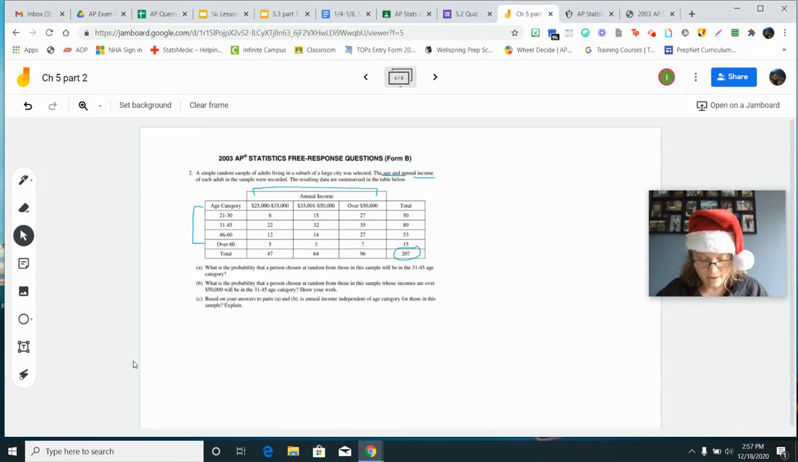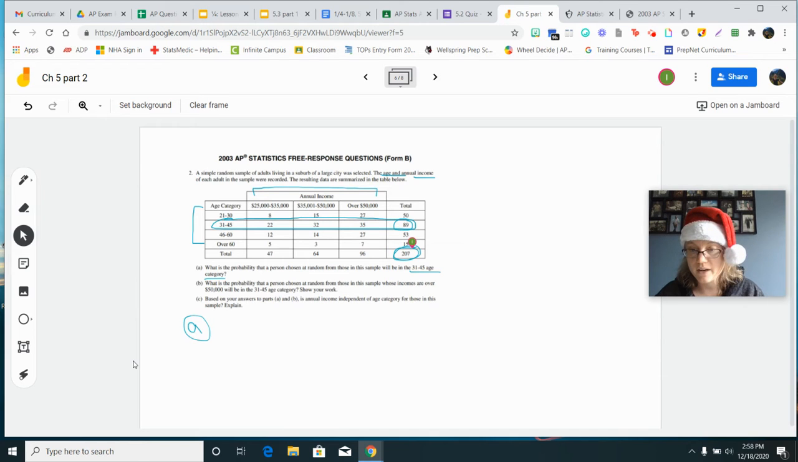For part A, what is the probability that a person chosen at random from this sample will be in this age group, 31 to 45? Notice we haven't put any restrictions on income. We're just looking at the age group, just looking at this row. So I've got 89 people out of the 207.